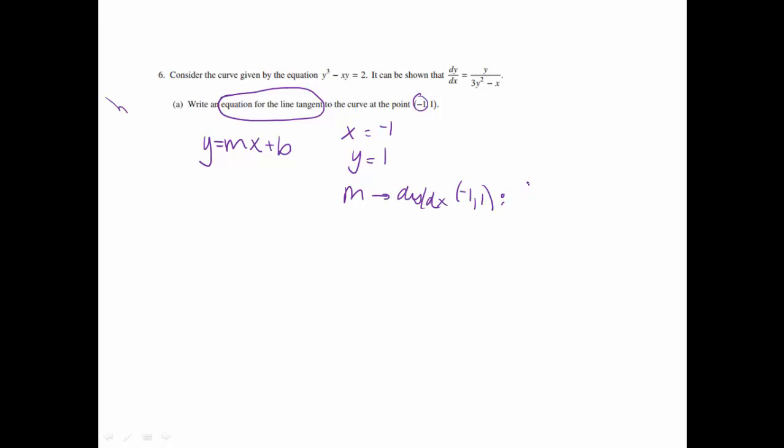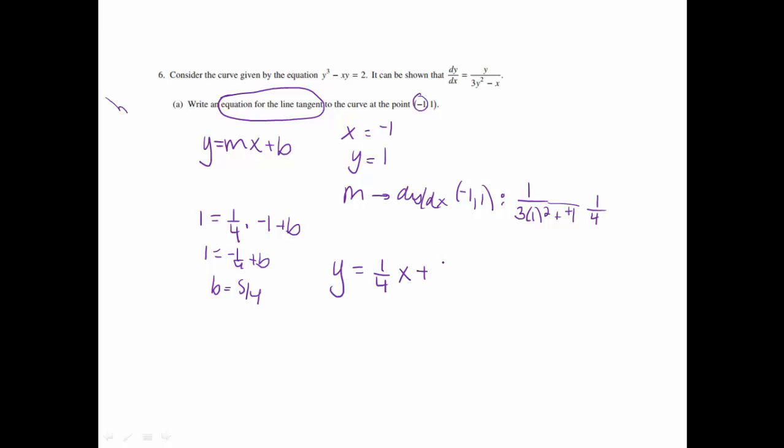And when I do that, I'll get 1 over 3 times 1 squared minus negative 1. And when I do that, I will get 1/4 for my slope. So we now have 1 equals 1/4 times my x value plus b. That will give me 1 equals negative 1/4 plus b, so b will equal 5/4. So the equation of my tangent line will be y equals 1/4 x plus 5/4.